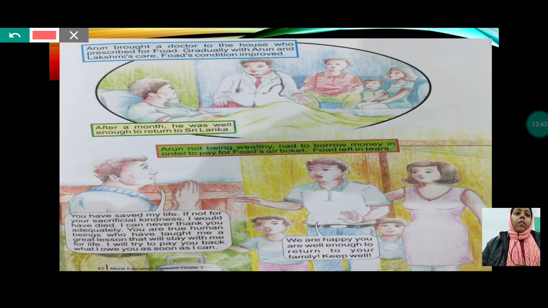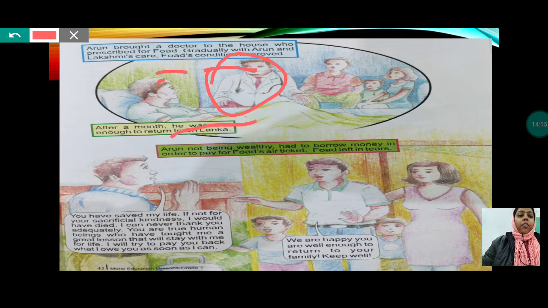After that, what happened? Arun brought a doctor to the house who prescribed for Ford. Gradually, with Arun and Lakshmi's care, Ford's condition improved. Arun brought a doctor for Ford so that he could look after him and give him medicines to become well soon. So the doctor prescribed some medicines to Ford so that he could recover soon. After a month, he was well enough to return to Sri Lanka. After taking care for one month, Ford was able to walk. He became normal, and he became well. He was now able to return to his home.